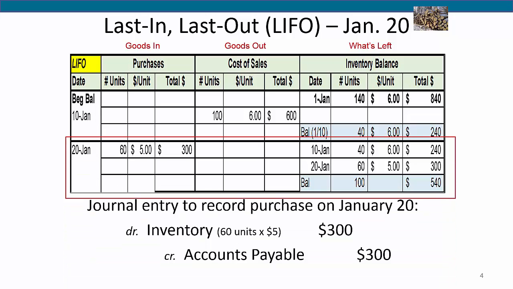Now on January 20th, 60 more units costing $5 apiece are purchased for $300. Inventory now consists of 40 units at $6 each and 60 units at $5 each for a total of $540. Same as the FIFO example. And you know the journal entry. But things get complicated with the next transaction, which is a sale.